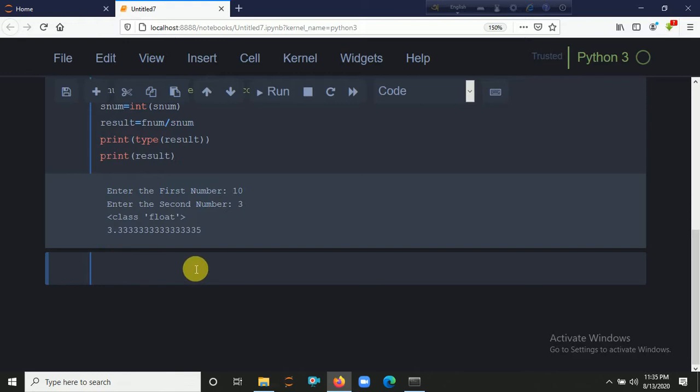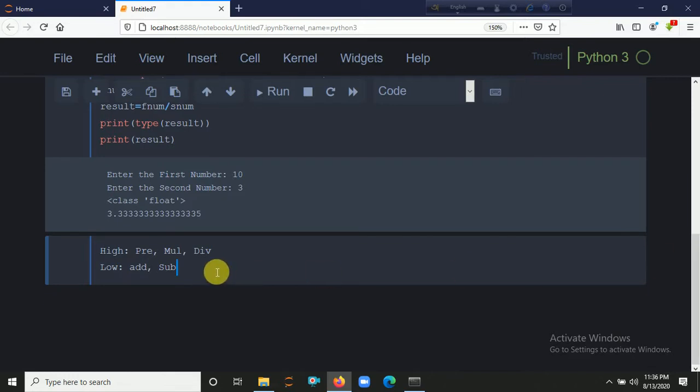Now we are discussing precedence. What is precedence actually? The precedence is divided into two types. The first one is high priority: in high priority we have the parenthesis, the multiplication and also the division. And low priority, we have addition and subtraction. The computer will first calculate the high priority operations and then the low priority ones.